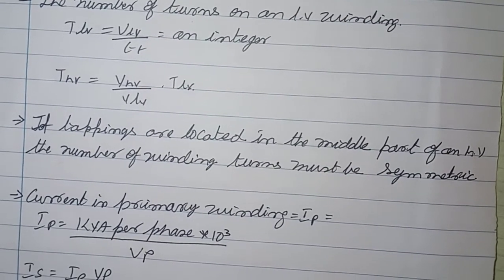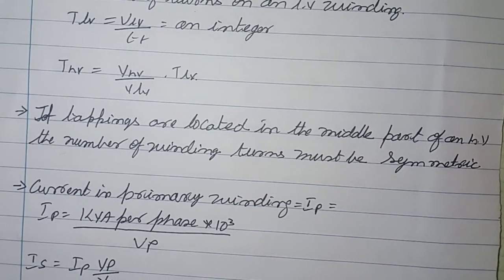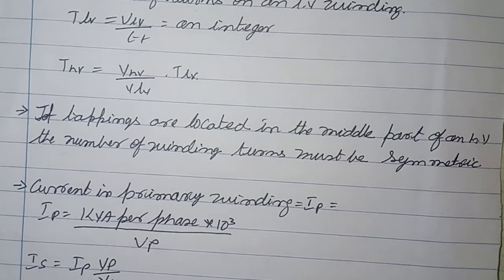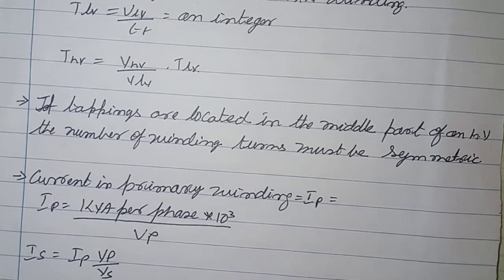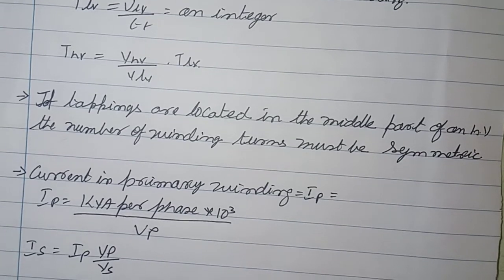Next one is the current in the primary winding. IP is equal to, here we will be making use of the power equation, that is kVA, or VA, which is I into V. From that we get the current. So IP is equal to kVA per phase into 10 raised to 3 divided by the voltage in the primary.